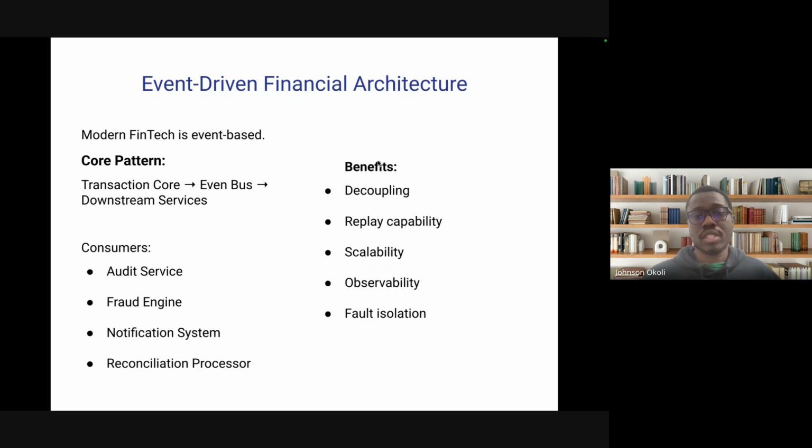So what this helps is it helps to ensure decoupling. It helps to ensure that you're able to replay activities and know exactly where something went wrong or where it didn't go as expected. It ensures you're able to scale your system easily. Then also observability, you're able to view what happened at what instance, and then you're able to isolate issues and faults without having to affect other services in question.